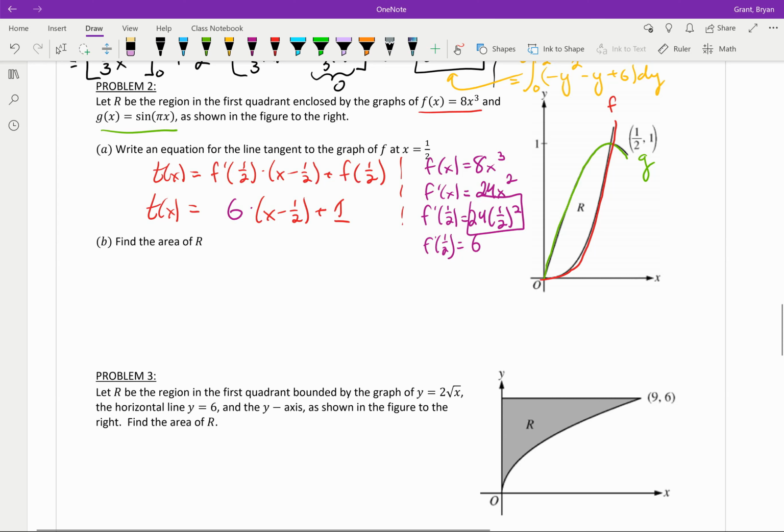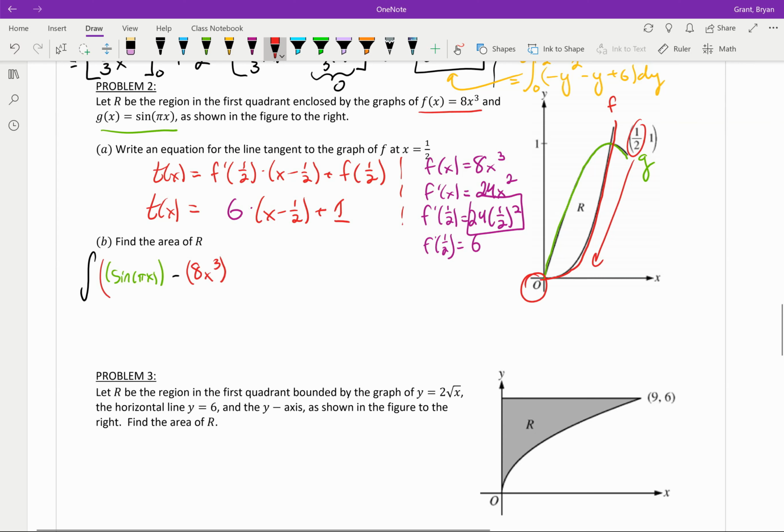The area of R here, I think top minus bottom is probably a good way to start. It looks pretty consistent. Green minus red all the way through, top minus bottom, nothing too bad. So let's do it. It says find the area. We need to integrate. Top function is the green one. That's going to be our sine of pi x. And then the bottom function is the red one, which is 8x cubed. Okay, and then we're integrating from an x value of 0 to an x value of 1/2.